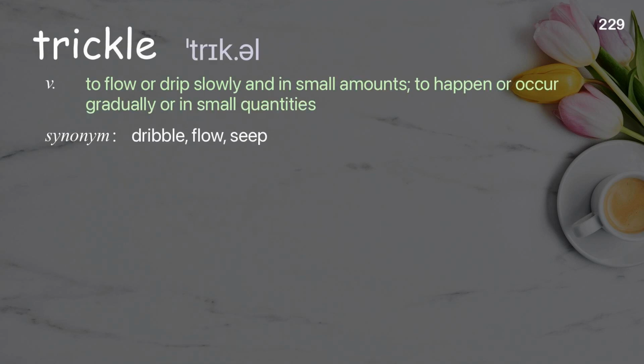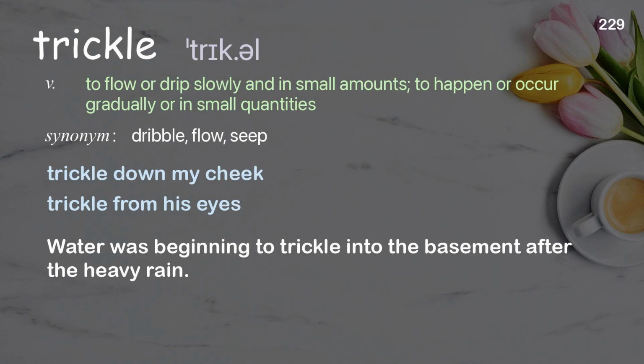Trickle. To flow or drip slowly and in small amounts. To happen or occur gradually or in small quantities. Examples: Trickle down my cheek. Trickle from his eyes. Water was beginning to trickle into the basement after the heavy rain.